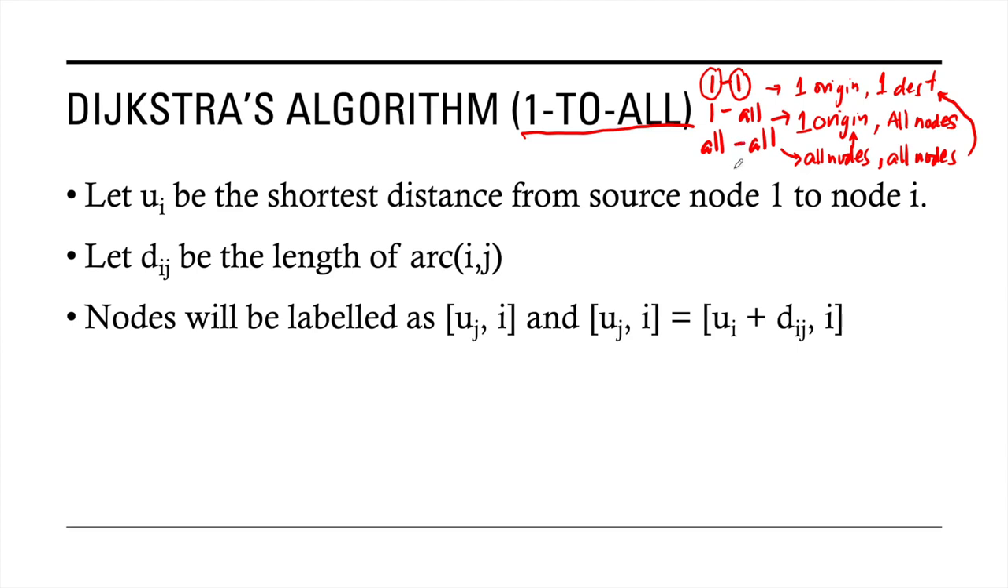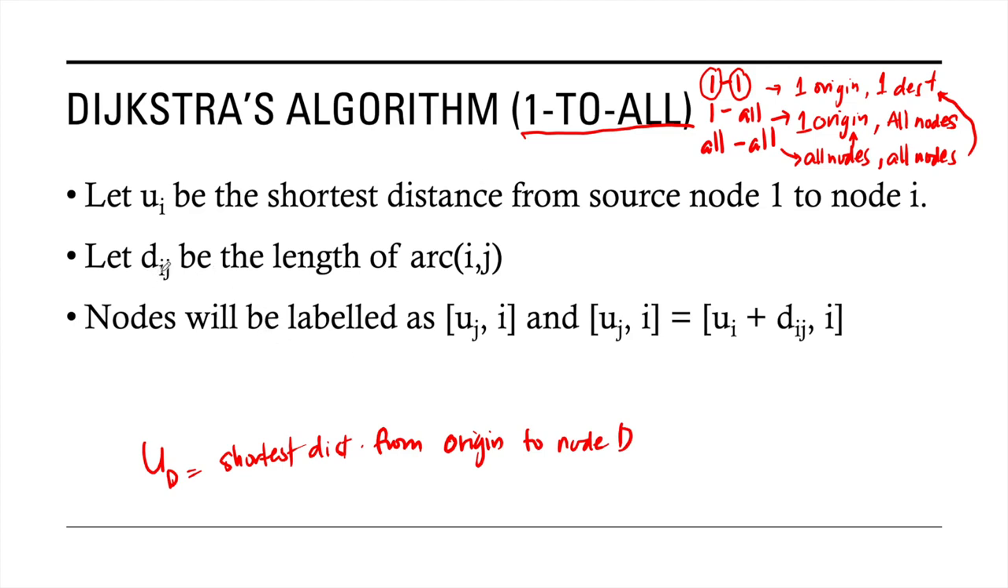Now, in order to discuss and understand Dijkstra's algorithm, let me define some terminologies first. Whenever I use the variable u, or the notation u sub i, u sub i will denote the shortest distance from the source node, in this case generically node 1, up to node i. So if we are talking about, let's say, u sub D, this is the shortest distance from the origin to node D.